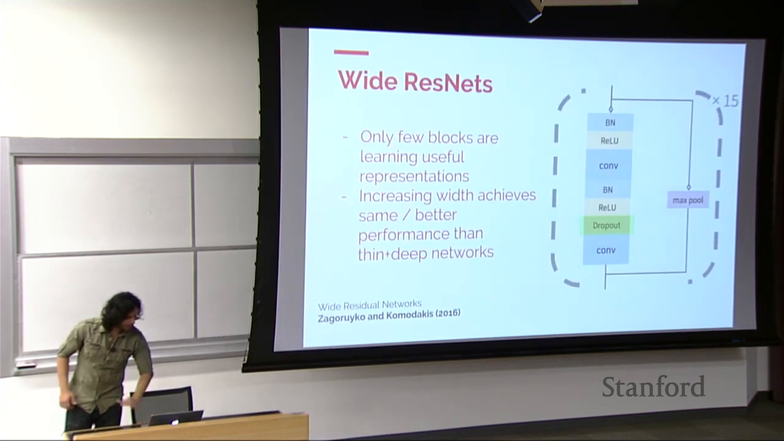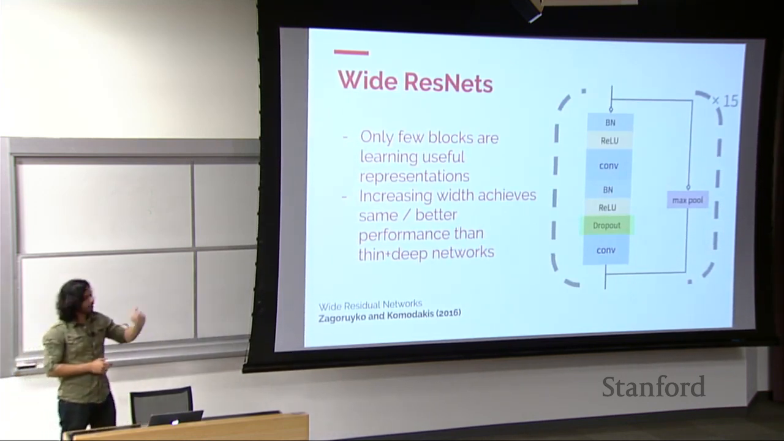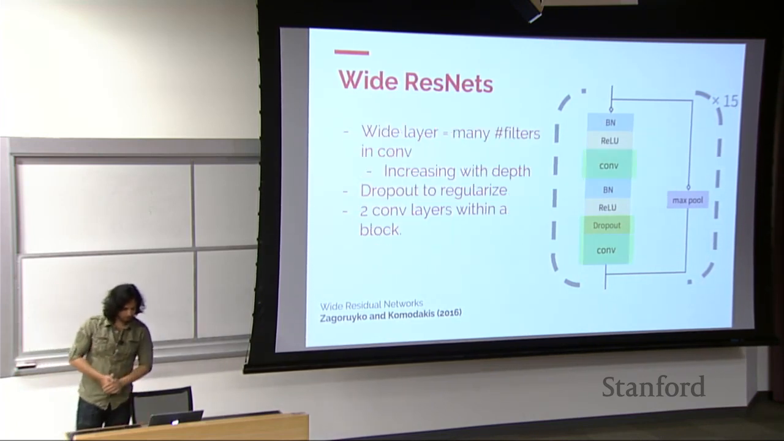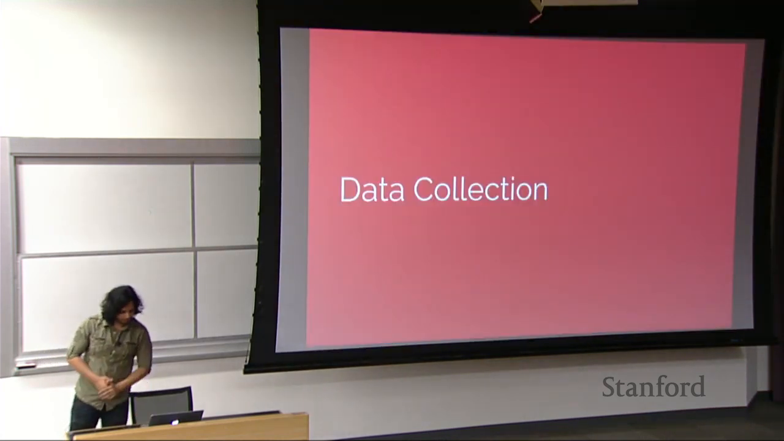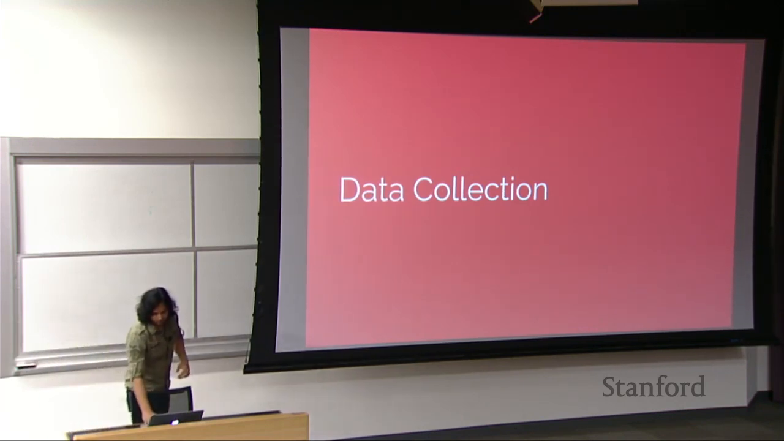And then there were a few advancements on top of that, like adding dropout and increasing the number of filters in the convolutional neural network that we also added to this network. OK, so that's the convolutional neural network. Let's talk a little bit about data.